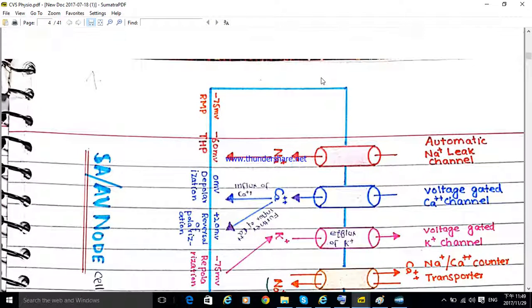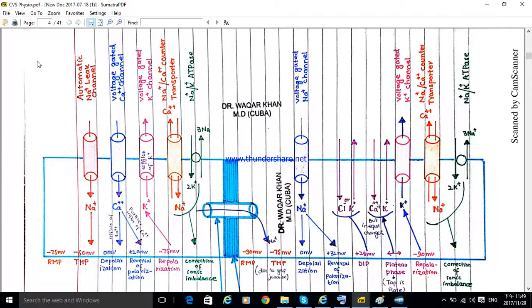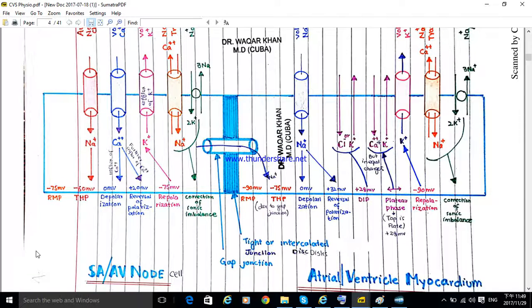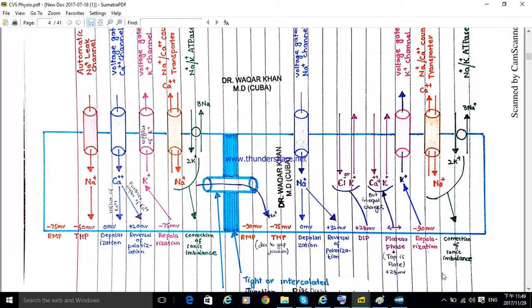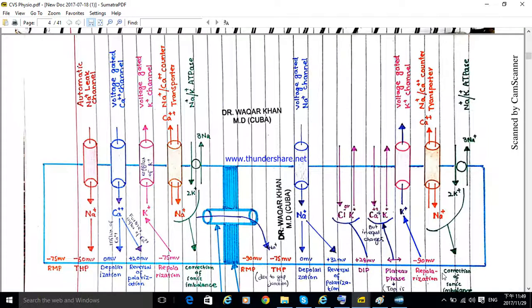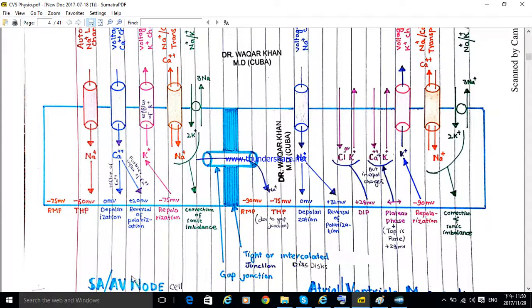So next, we will see how action membrane potential can be generated in different cells. We will see the effect on different cells. First of all, we will have a look at the SA node cell, and then at the atrial and ventricular myocardium cells. But before that, we discussed the normal phenomena to give you an idea of how the action membrane potential is generated in different cells.